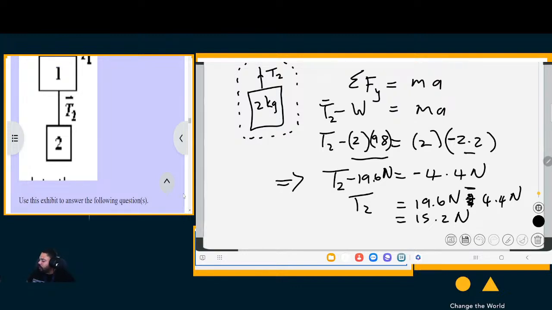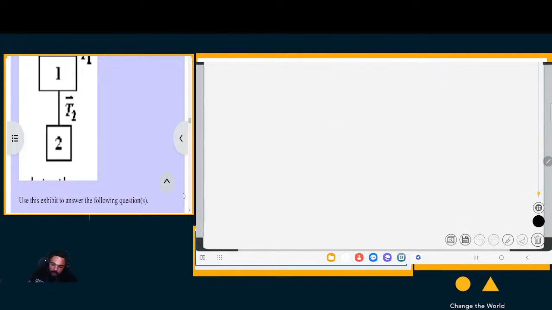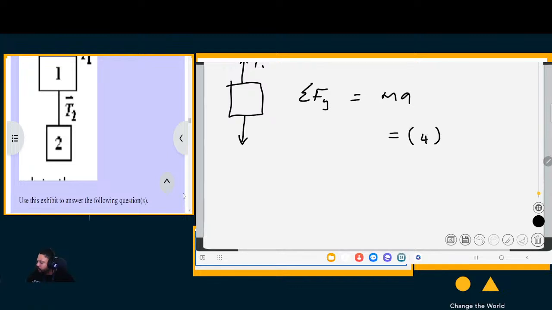So let's go look at the 4 kilogram block. Okay. So the 4 kilogram block. This is the 4 kilogram block. This is why I always draw stuff. The 4 kilogram block would have T1, tension 1, and then it would have what? What would be the force here? Let's see. The sum of the forces in the y direction for block number 2 is equal to mass times acceleration. Now we know from previous experience that the mass in this case is going to be 4 kilograms and the acceleration is negative 2.2.